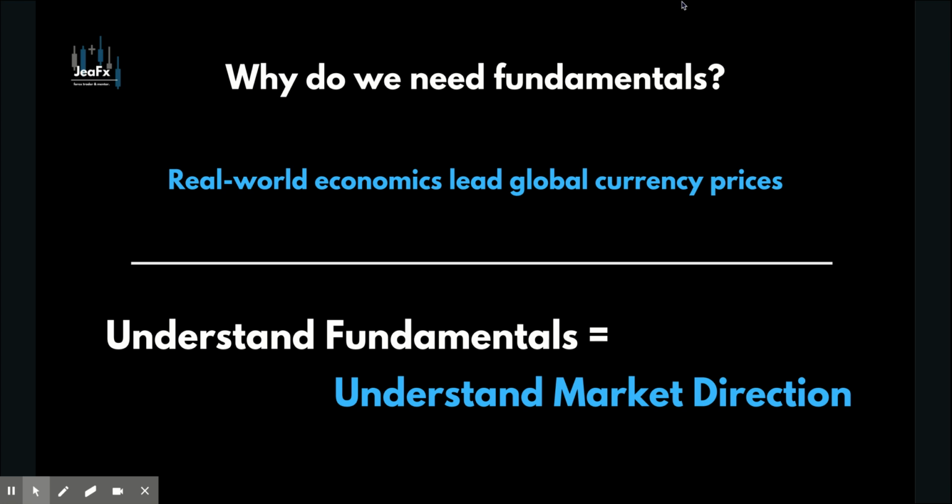So fundamentals are the real world economics that lead global currency prices, okay? If we can understand fundamentals and we understand the overall economic backdrop, political environment, then we're going to understand market direction a bit better than if we are just looking mechanically on a chart. Okay, if we can understand the reasons behind the chart movement, that gives us quite the boost.